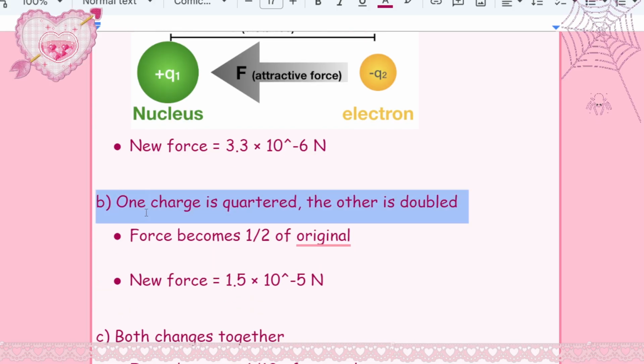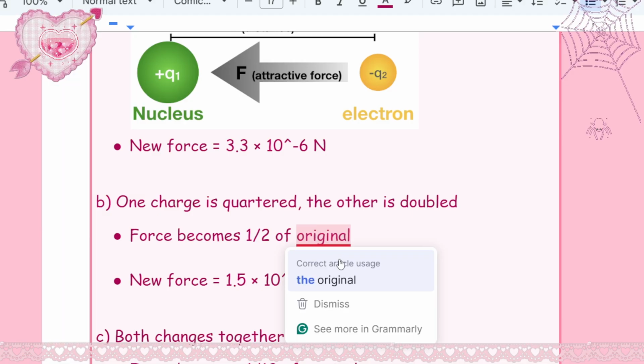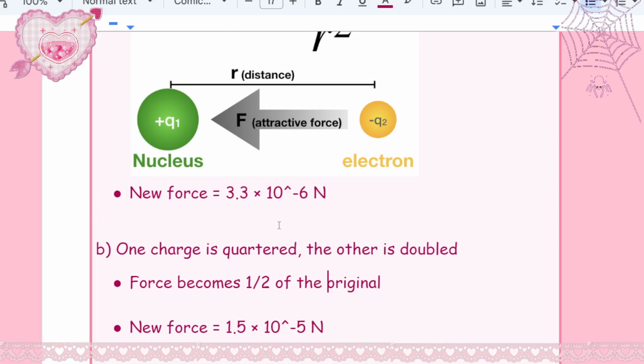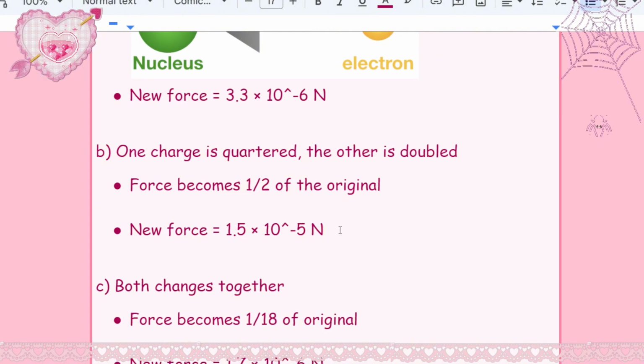Now, one charge is quartered, the other is doubled, so the force becomes 1/2 of the original. One is quartered, so 0.25, one is doubled, and if you multiply a quarter by 2 you get 0.5. That's what the force becomes, 1/2 of the original, because we get that 0.5 factor.